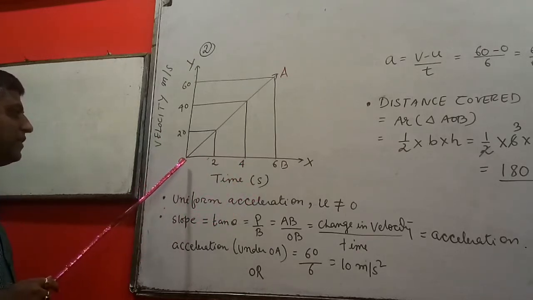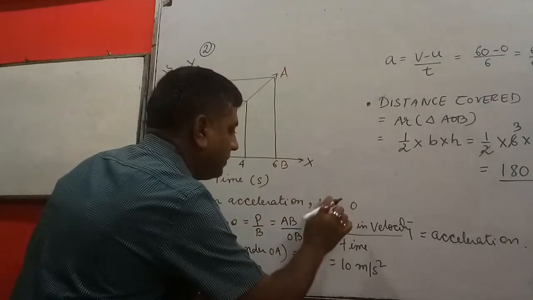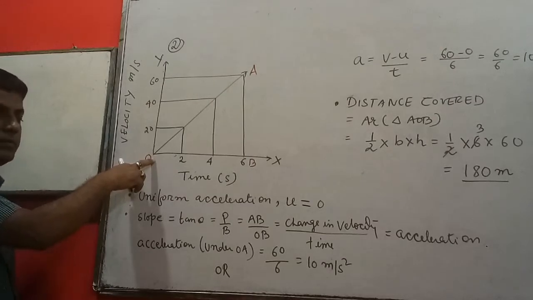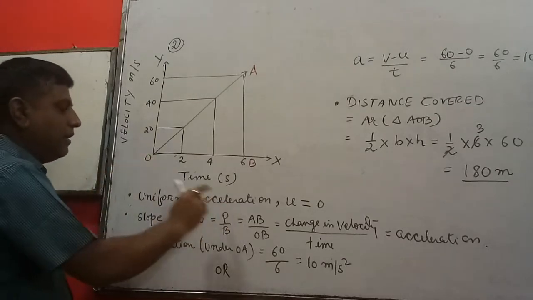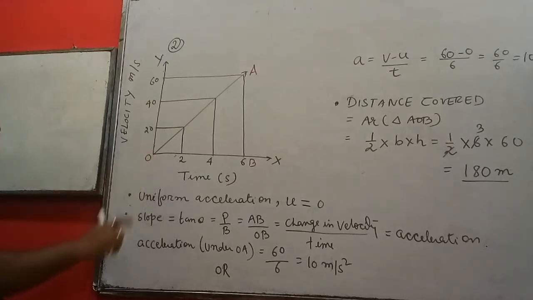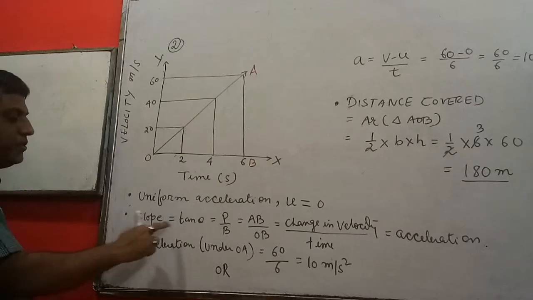But initial velocity is not changing. Initial velocity is equal to what? Zero. Starting velocity is zero. Okay, uniform acceleration and starting velocity is zero, isn't it? Next, previous concept: slope equal to tan theta.